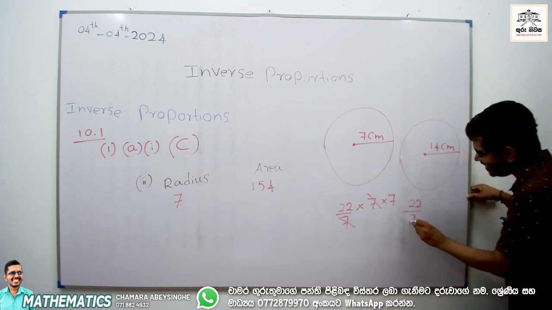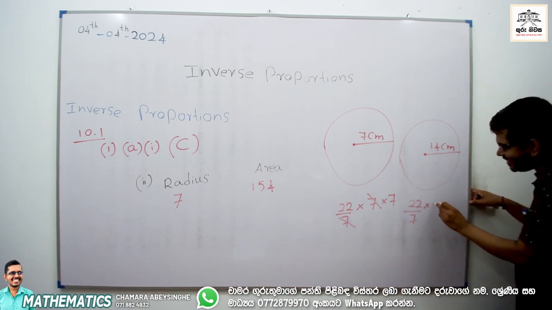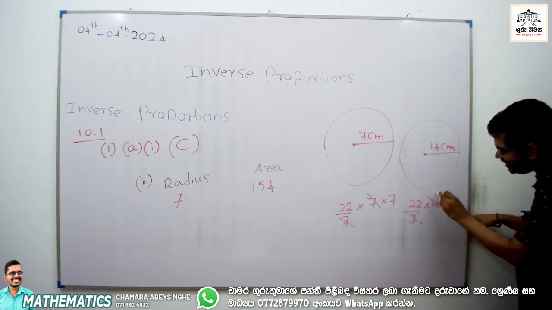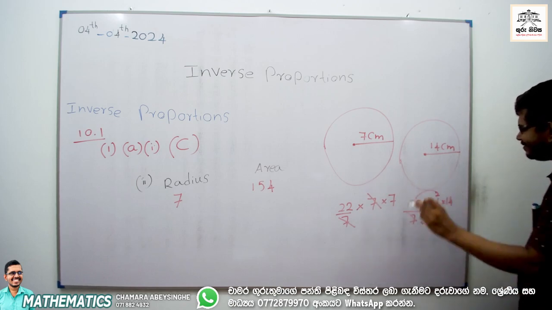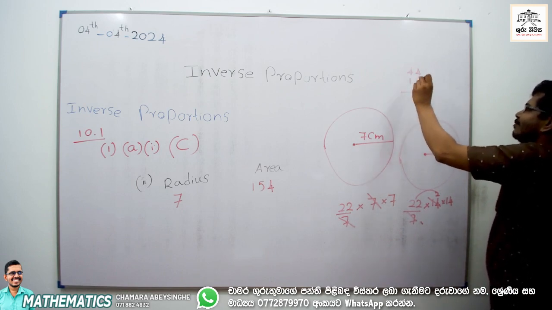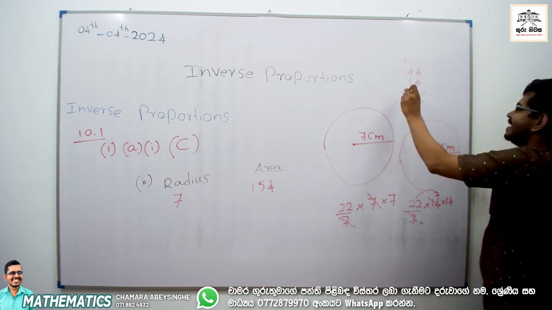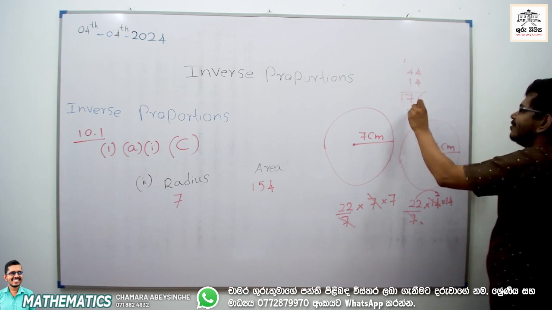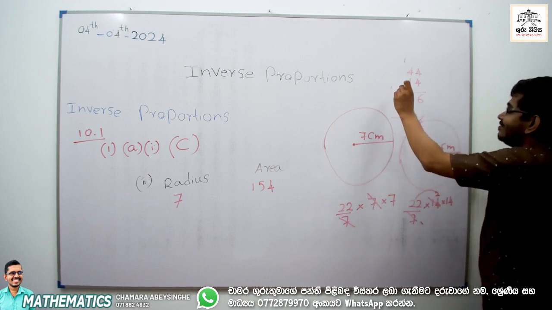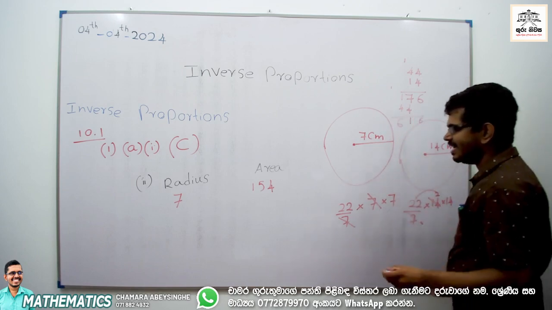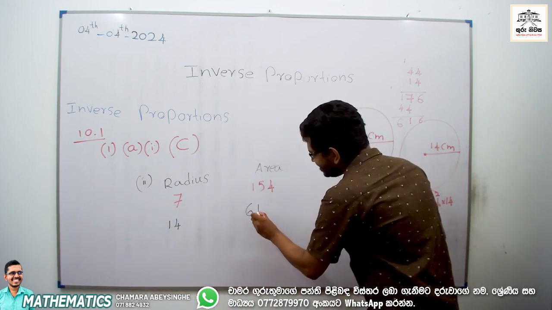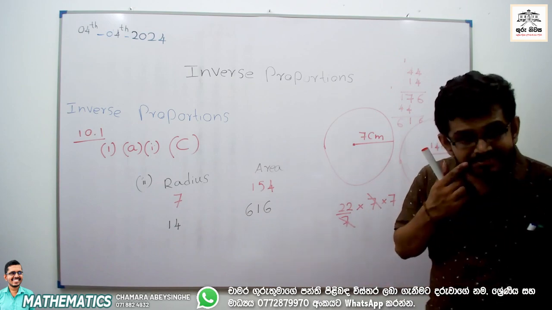22 over 7. Now the radius r is 14. 14 multiplied by 14. 7 divided by 7 is 1, 14 divided by 2 is 7. 22 times 2 is 44. 44 times 14: 4 times 4 is 16, put the 6 and carry 1; 1 times 4 is 4, plus 1 is 5; then 4 times 1 is 4, 5 plus 1 is 6... The answer is 616. If the radius is 14, the area is 616.